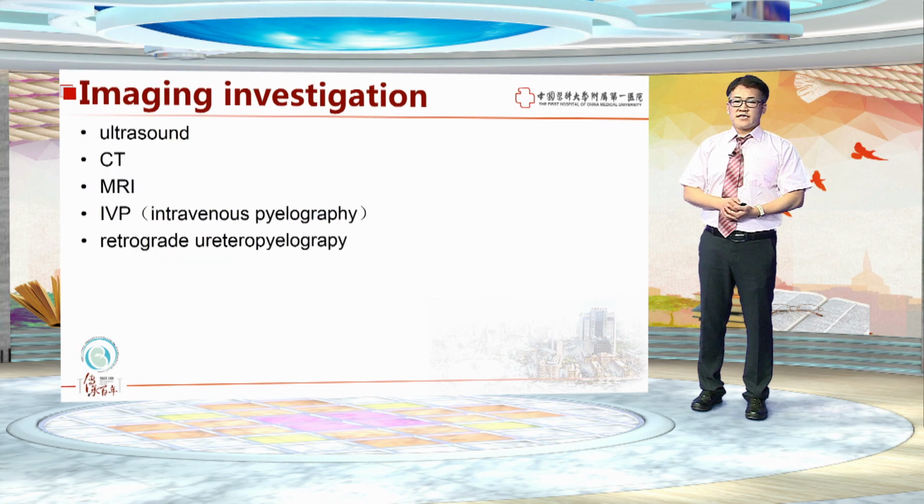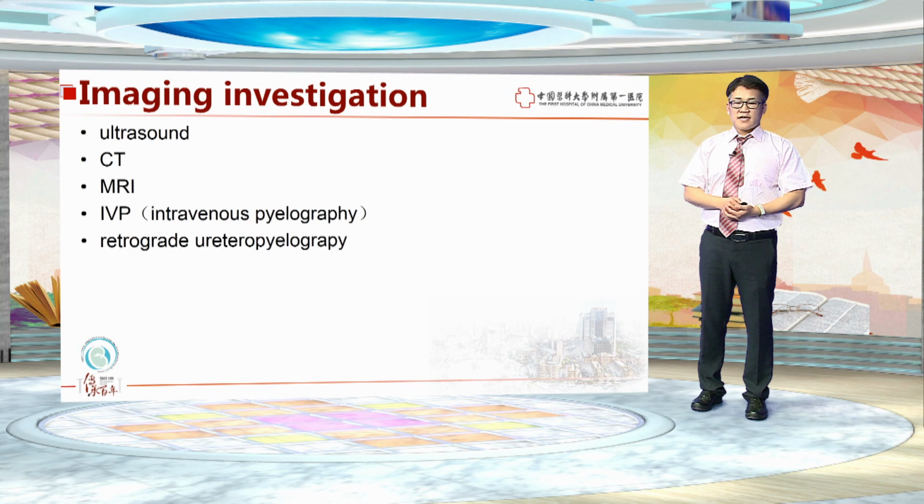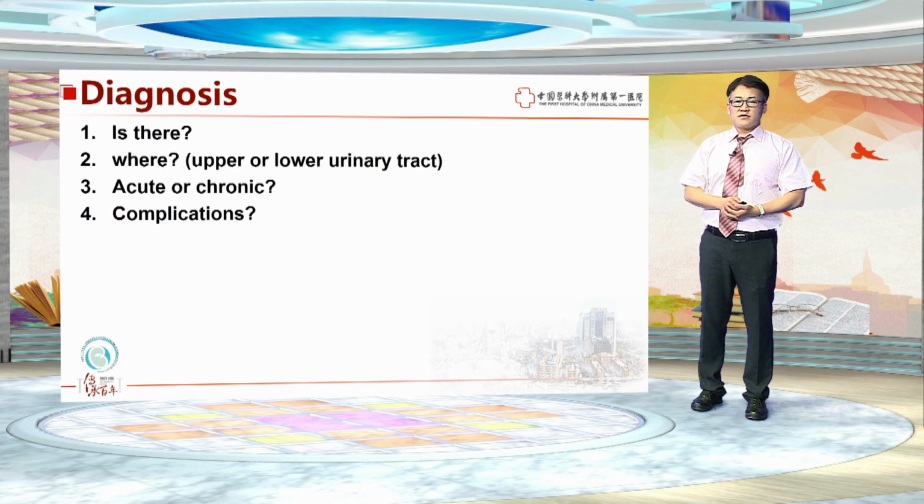The imaging investigation. For complicated urinary tract infections, we will perform the following imaging examinations: ultrasound, CT scan, MRI, intravenous pyelography, retrograde ureteropyelography.